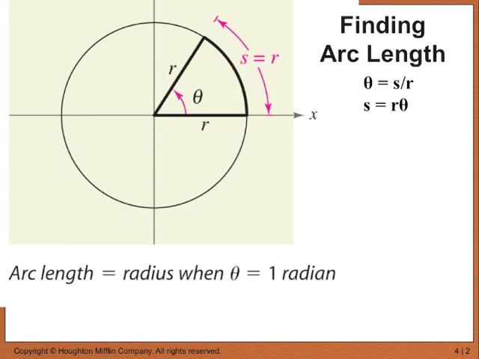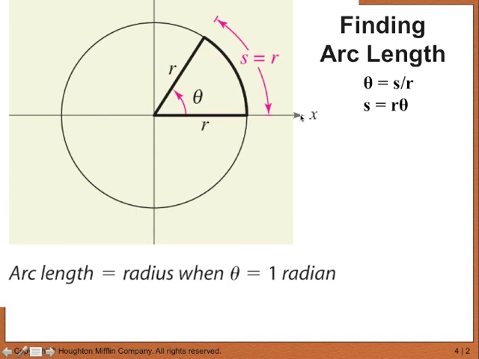So if S equals R when the number of radians is 1, then it follows that S over R, which equals 1, equals the number of radians. And that's exactly where this identity comes from: theta equals S over R. Theta, in other words, theta in radians, is the ratio of S to R.